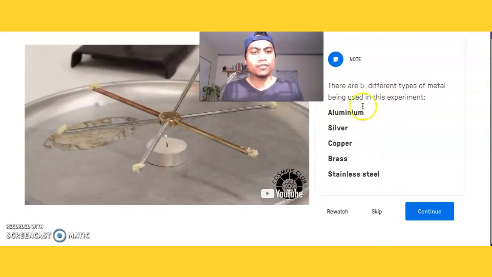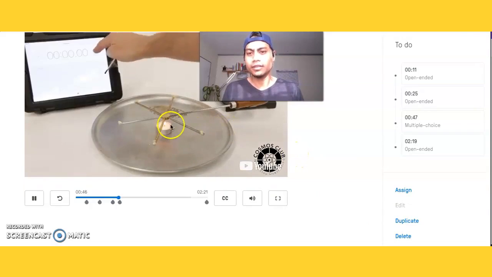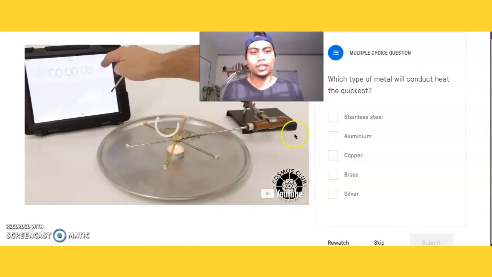There are 5 different types of metal: aluminium, silver, copper, brass, and stainless steel. And please remember these types because you will be needing them in the following question. So we'll light the candle and start the timer. The timer is important. Before we continue, which type of metal will conduct heat the quickest?